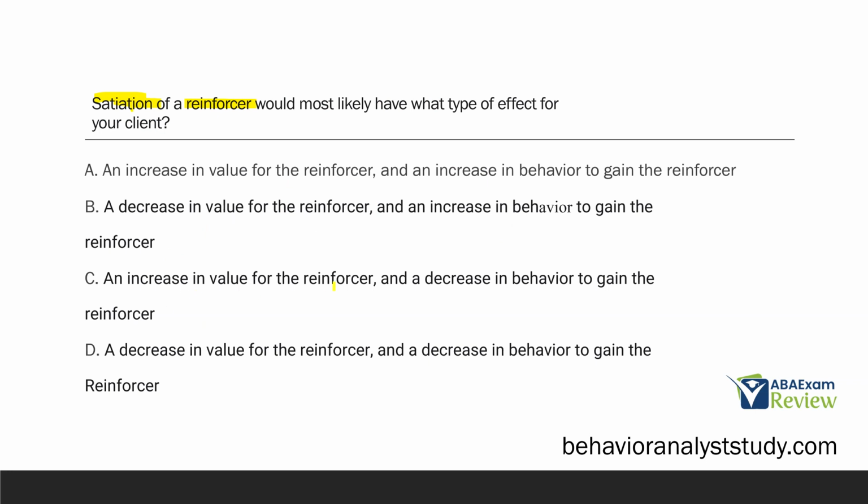C, an increase in value for the reinforcer. We can eliminate that one, right? Because satiation is not increasing the value. So we move to D, a decrease in value for the reinforcer. Good. And a decrease in behavior to gain the reinforcer.